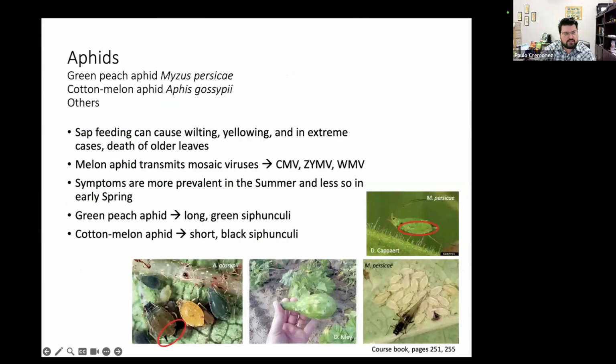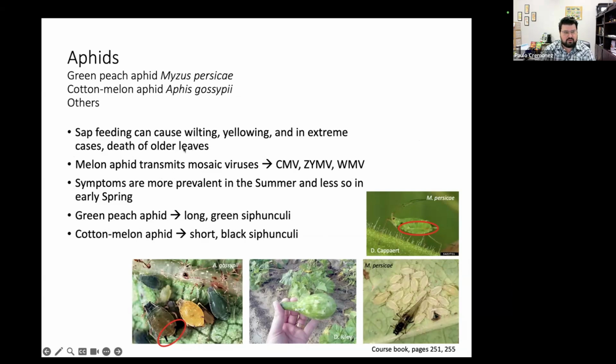Moving on, this is now not a chewing insect pest. These are sucking mouthparts, aphids. They cause damage by feeding on the sap of the plant, and they cause wilting and yellowing. In extreme cases, when you have missed timing or weather conditions that are favorable to the aphids, you can have death of the older leaves, and this reduces production substantially.